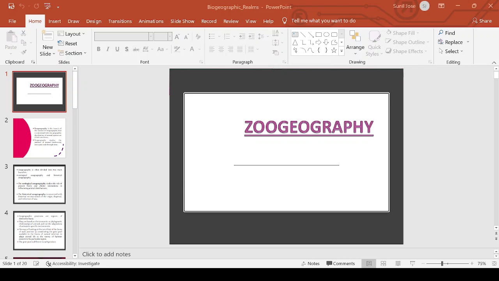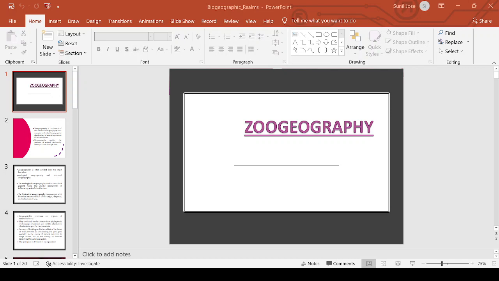In the case of zoogeography, it is about the distribution of animals on the surface of the earth. Surface of the earth means either on land or on water. Oceans are also part of the earth's surface. Now in the case of phytogeography, phyto means plant, so it deals with the distribution of plants. So zoogeography is the main area concerned with the distribution of animal species and their characteristics, their attributes.